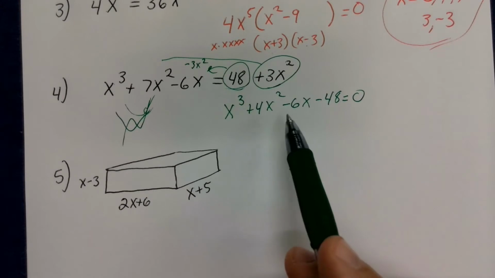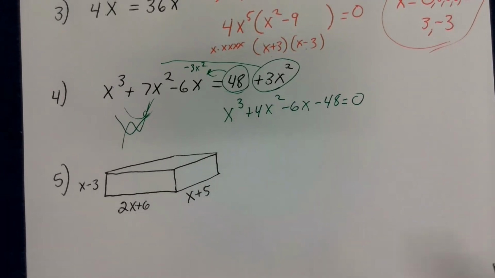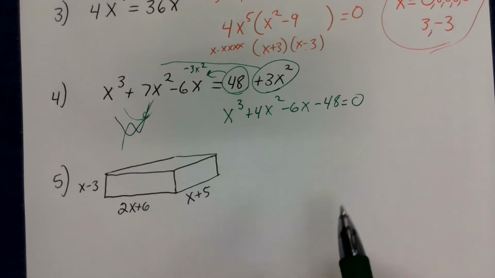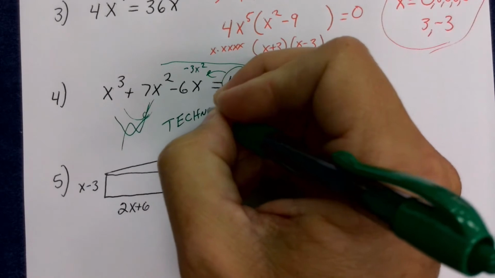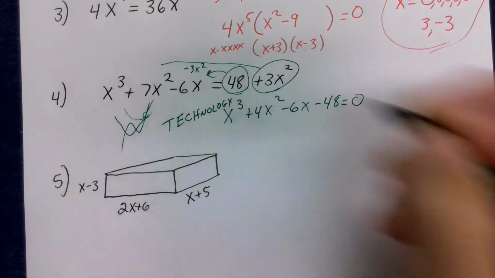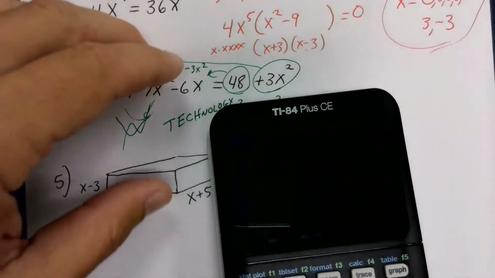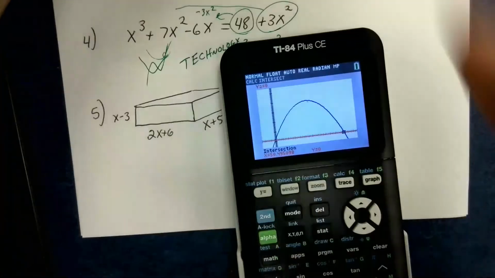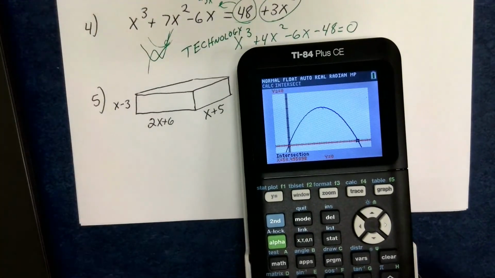In fact, this one probably doesn't factor at all, and I can't pull something common out of this. So at this point right here, we're going to skip the factoring things, and we're going to go right to our technology, and we're going to graph it. So I'm going to pull up my graphing calculator here, turn this thing on, move this up a little bit so you guys can see that, and I'm going to graph y equals x cubed plus 4x squared minus 6x minus 48.